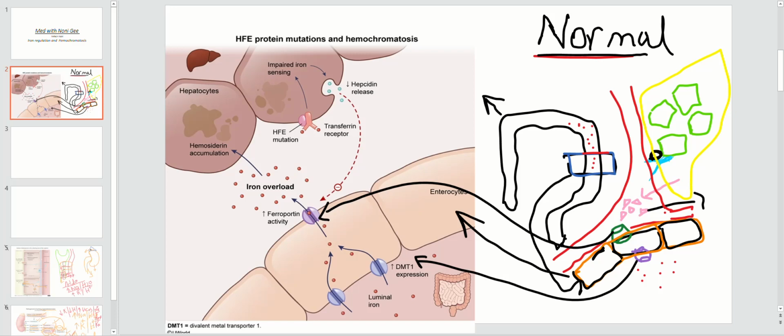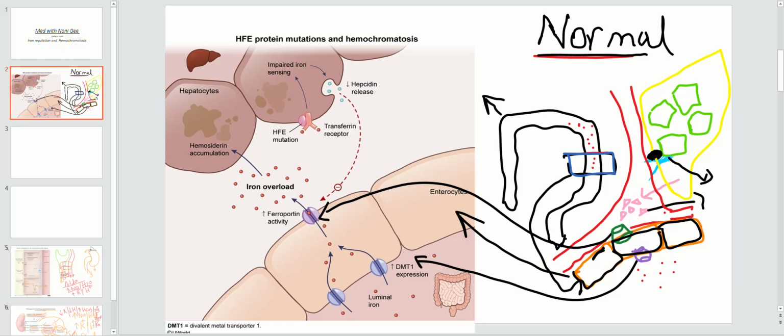So this blue one is your transferrin, and this protein over here, the black one, let me highlight it, is your HFE protein, right, which is sensing the iron. Whether it is low or high, it is basically sensing the iron level in the blood, whether the body needs more iron or doesn't need iron. Okay, so what is normally happening?